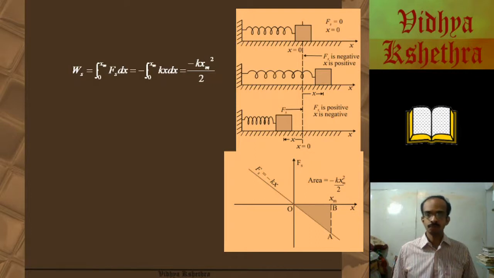Similarly, in the case when the spring is compressed, the work done by the spring is positive, kxm²/2. And similarly, the work done on the spring is negative, kxm²/2. And in the first case, it is positive, kxm²/2.